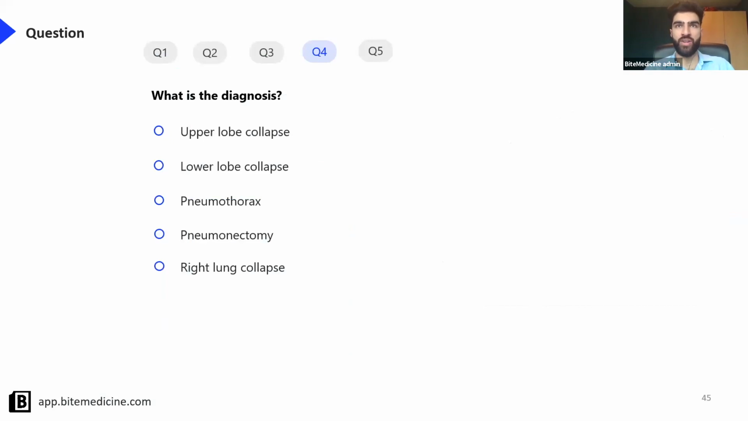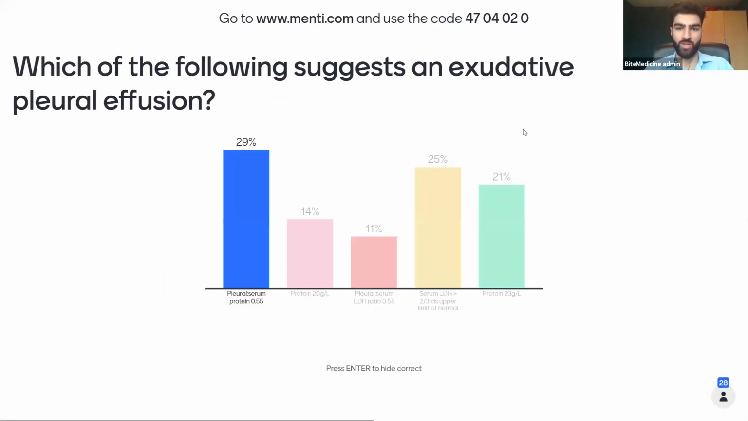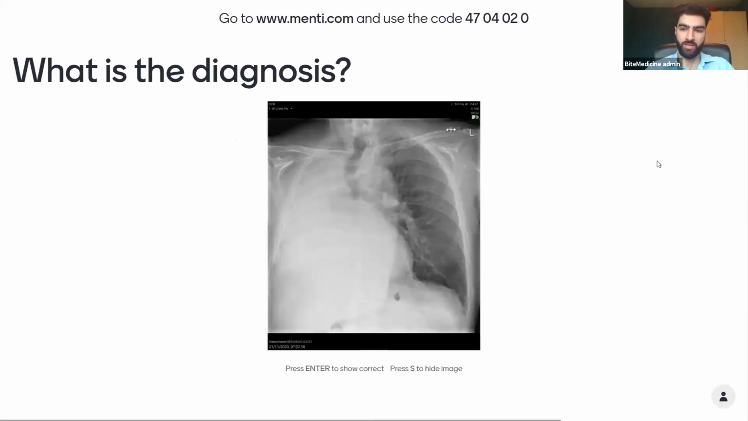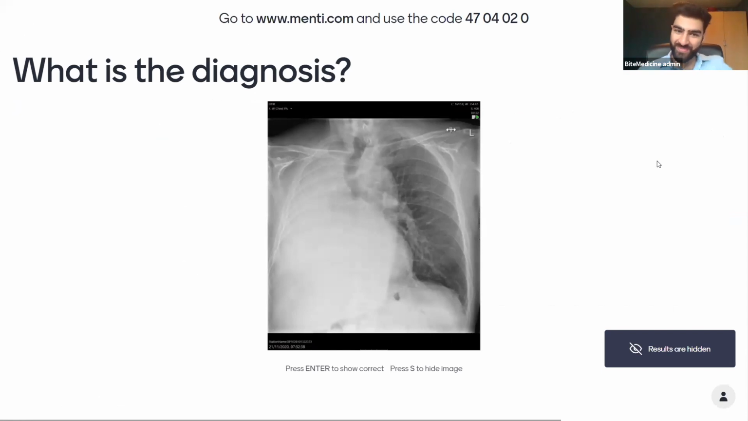Okay, what is the diagnosis? The image will come up. Do not worry. Oh, yeah, it's probably not the best chest X-ray. It's a bit unfair. Yeah, a central line goes into the internal jugular vein. That's correct.